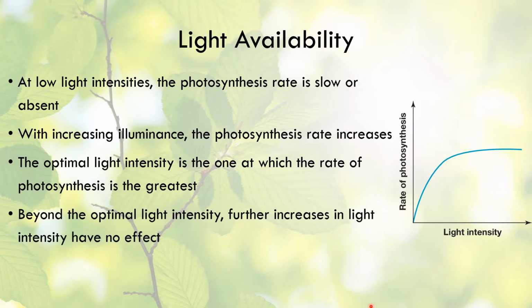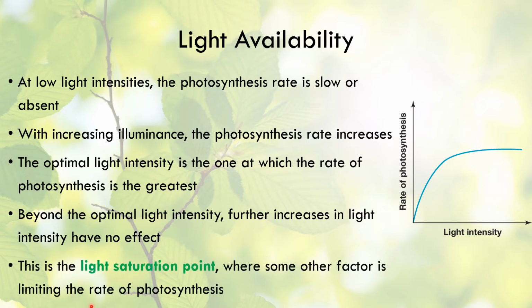And beyond that, further increases in light intensity basically have no effect. So we might be increasing the light intensity a lot here. We're up to this sort of light intensity, but our photosynthetic rate has just plateaued. It can't go any faster. This is what we call the light saturation point. And it means that something else is limiting the rate of photosynthesis. At this point in time, it might be the number of chlorophyll. There's just physically not enough chlorophyll to absorb the light that we're shining at it. So there's some other limiting factor that comes into play here.